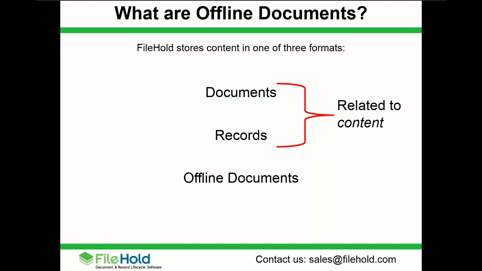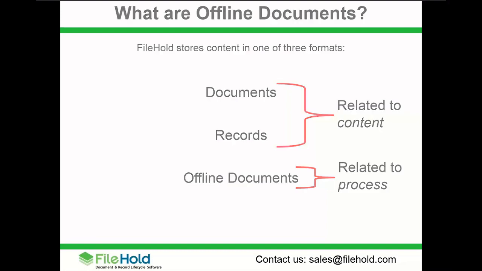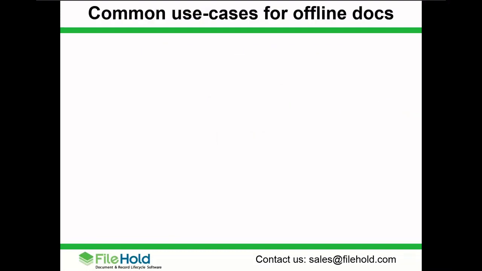Documents and records are related to content. We're usually talking about bringing something in, whether it's a digital version of a paper document or a native-born digital document, whereas an offline document is usually related more to a process for how we're moving things through the system. So in that spirit, let's look at some common use cases for offline documents.